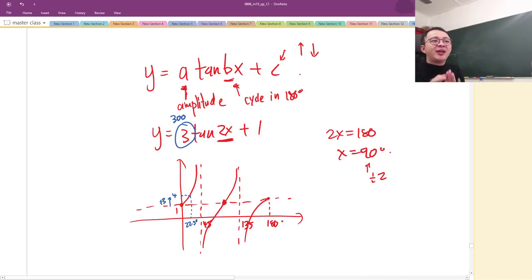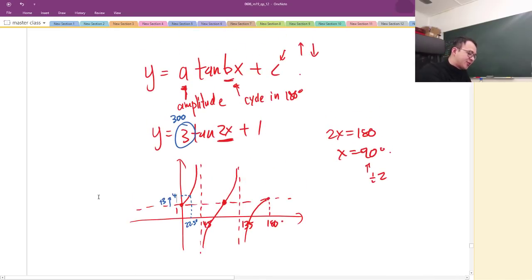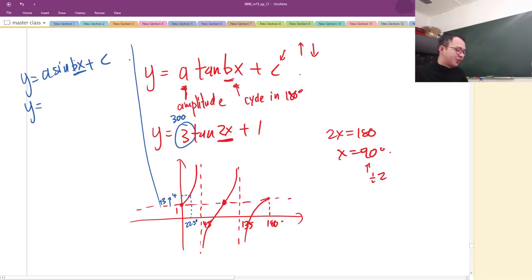But normally, if you want to draw a tangent graph, most of the time you can just ignore the amplitude. But for sine and cos it might be a little bit different. So let's say y equals a sine bx plus c. Alright, so let's give an equation. Bx here means how many cycles there are in 360.